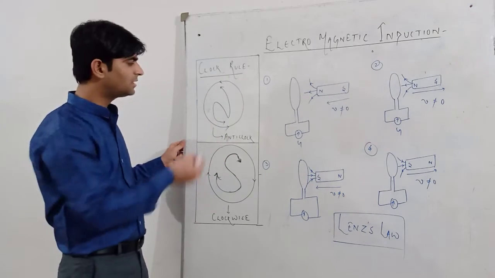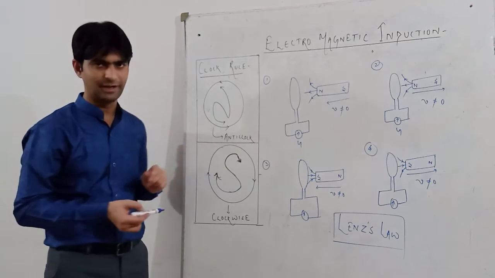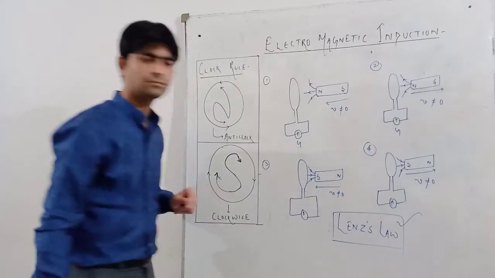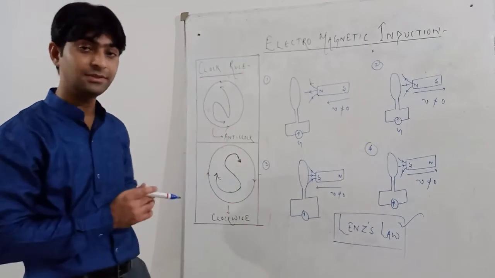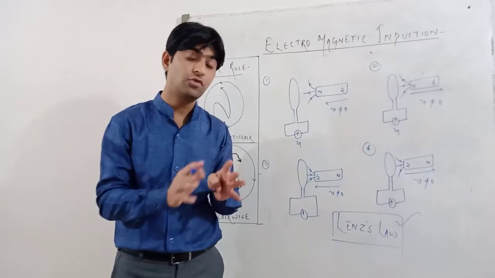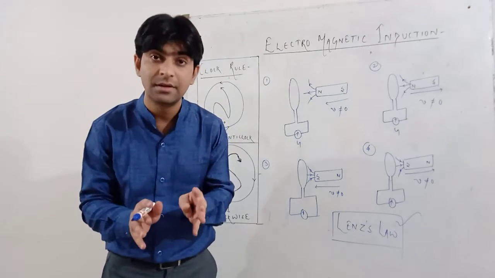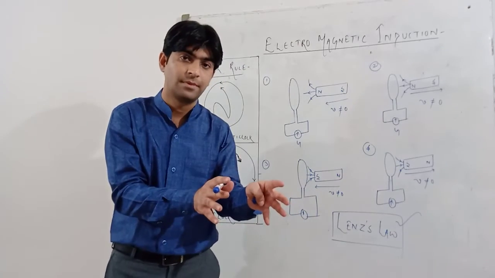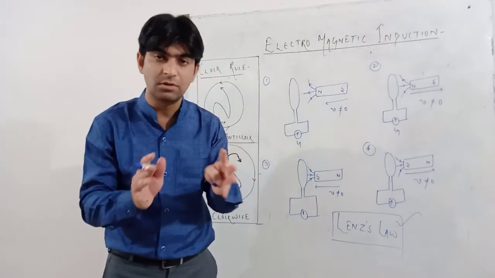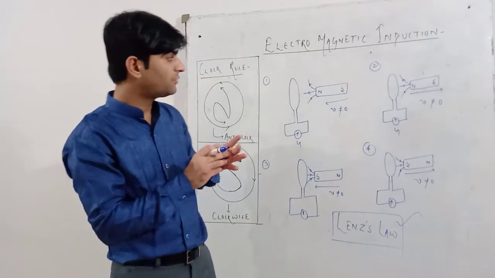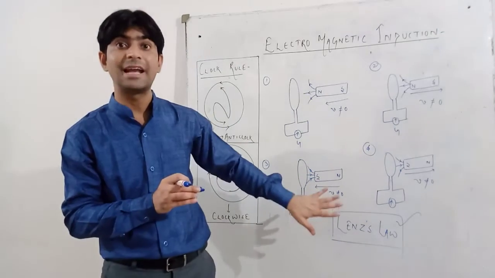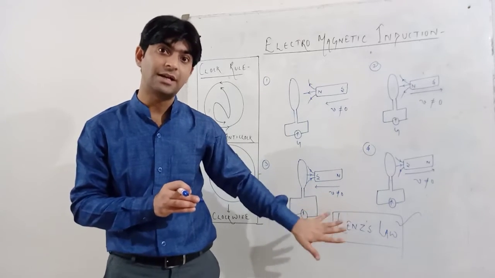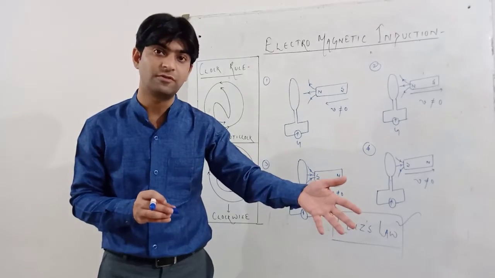Now how will you determine whether north polarity or south polarity will be induced? For that we have Lenz's law. Now what does Lenz's law say? Lenz's law says the direction of induced current will be in such a way that it opposes its own cause of production. Again I am repeating, Lenz's law is used to find out the direction of induced current. So the direction of induced current will be in such a way that it opposes its own cause of production.